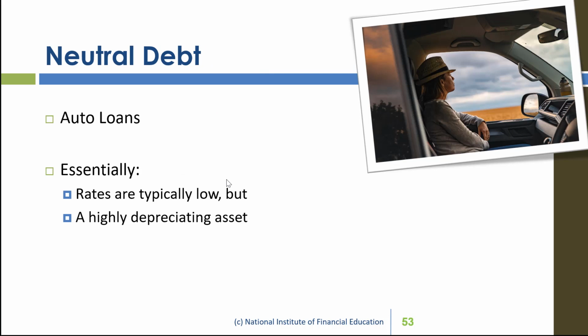Now, I consider auto loans as neutral debt. One of the reasons that I consider it neutral debt is we often have to have an auto to get to work if we can't use public transit. And there are other social and personal reasons that we might enjoy having a car. Typically, the rates are pretty low, but it is a highly depreciating asset. So know that when you drive a new car off a lot, that asset will depreciate tremendously.